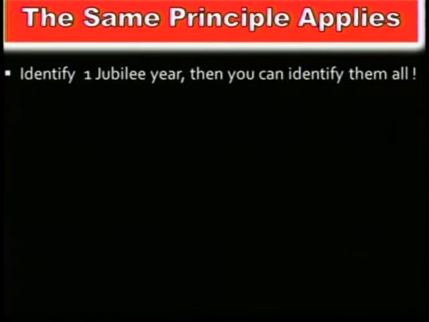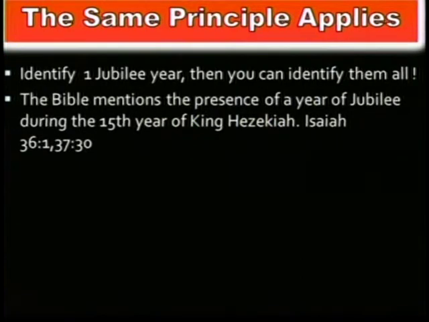The same principle applies today. If you can identify one single Jubilee year, then you can identify each and every one of them. The Bible mentions the presence of a Jubilee year during the 15th year of King Hezekiah. We find that in Isaiah 36 and 37.